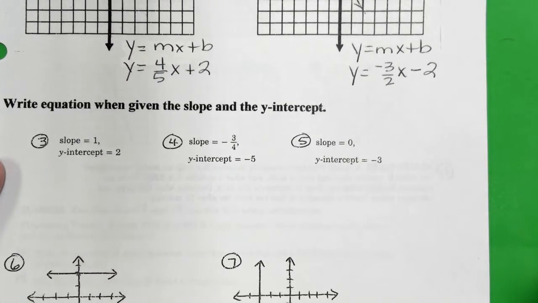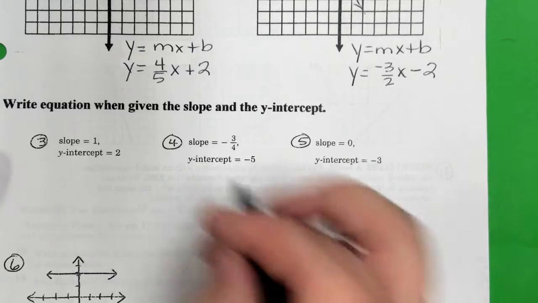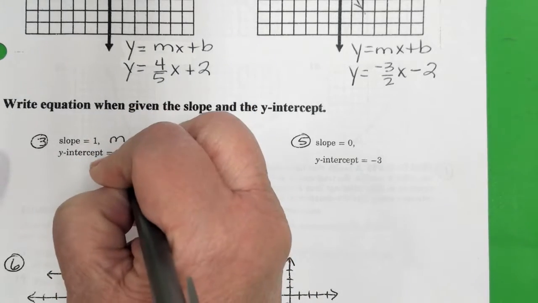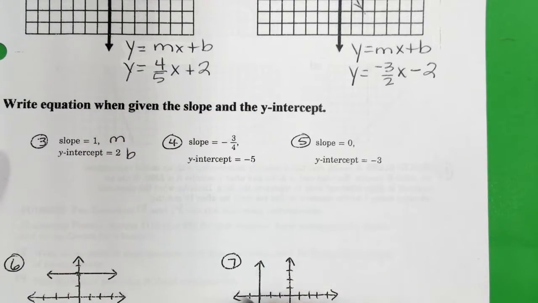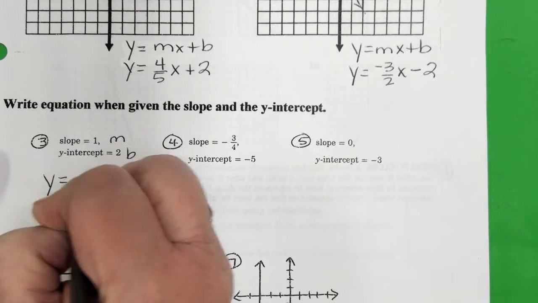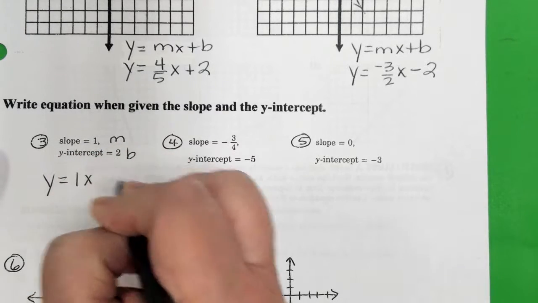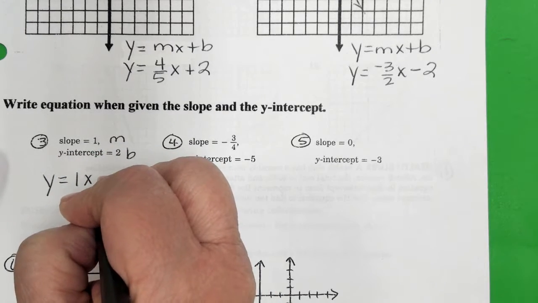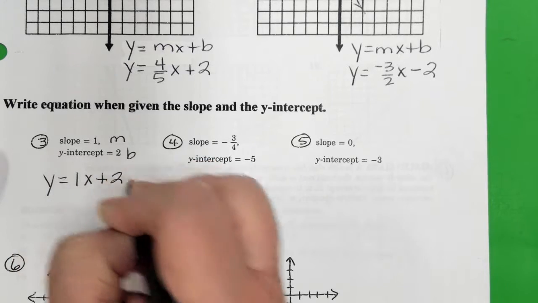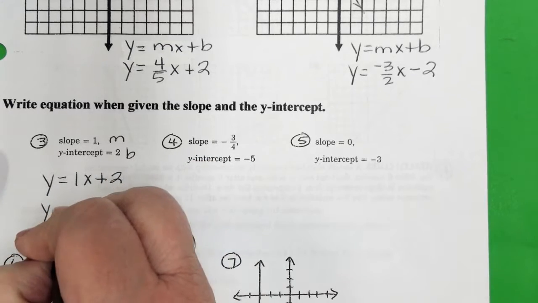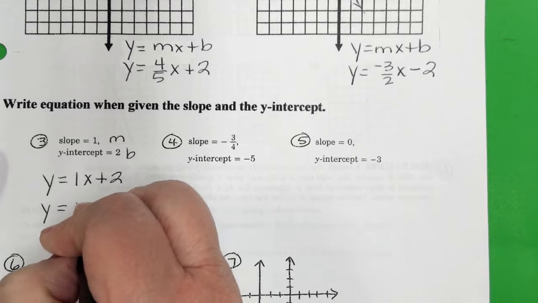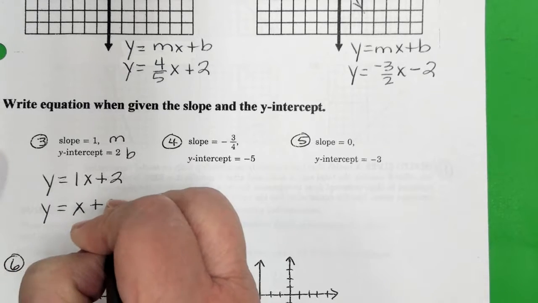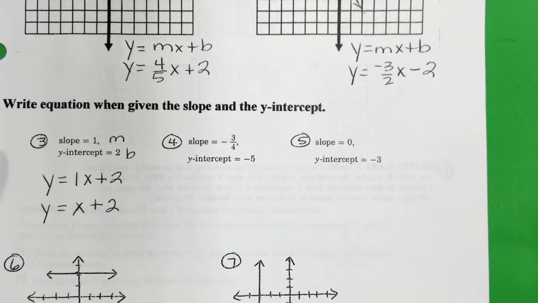They said to write an equation when given the slope and the y-intercept. And they've given us our information. Remember, our slope is m and our y-intercept is b. Y equals 1x and our y-intercept is 2, so plus 2. If you write it without the 1, that's also okay. Remember, the 1's understood. Either one of those equations would be fine.